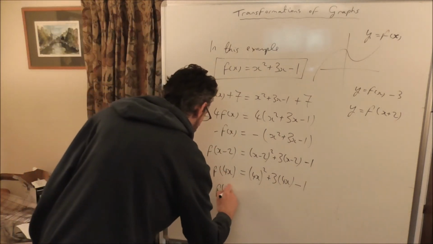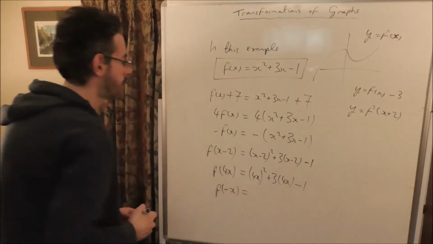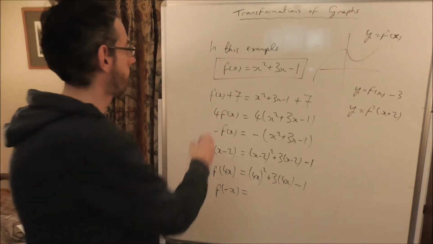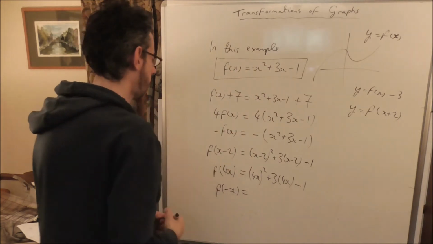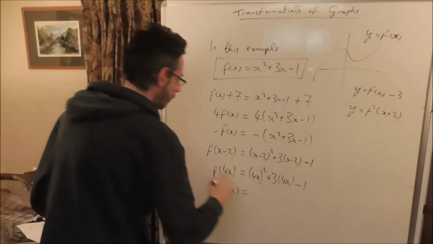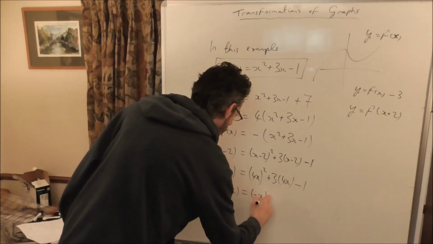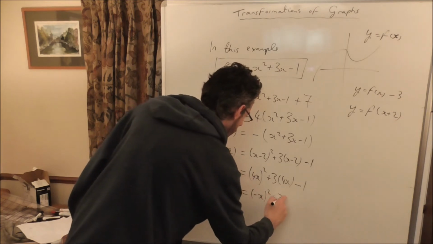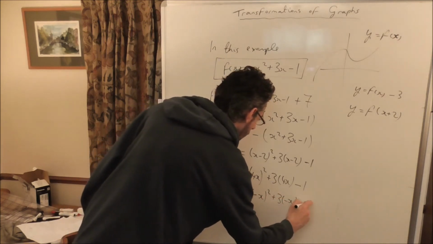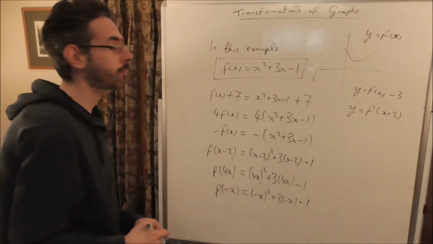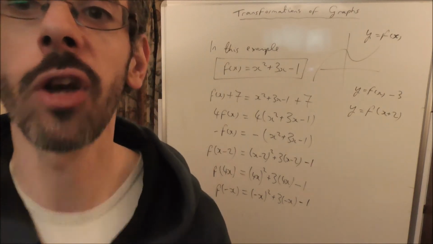f of minus x, what does that mean? Again, that means the original expression, f of x, but with all the x's replaced with minus x. So it just means minus x squared plus 3 times minus x minus 1. So that's a bit of information about the f of x notation.